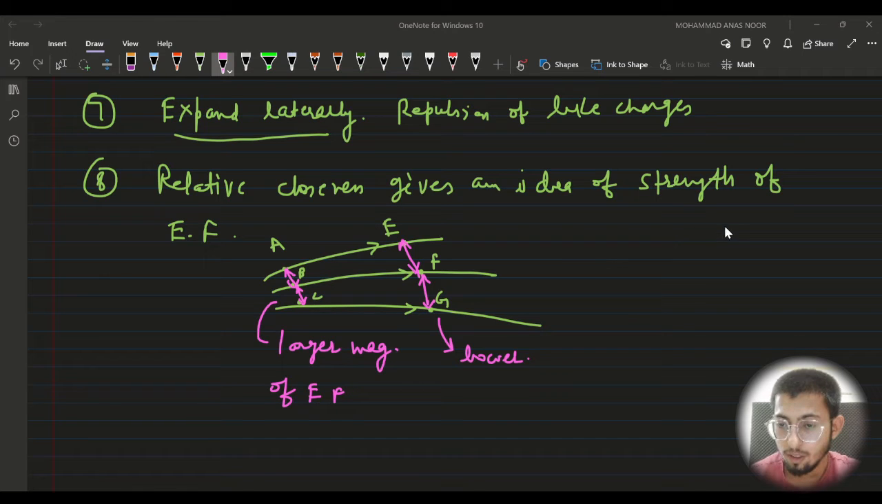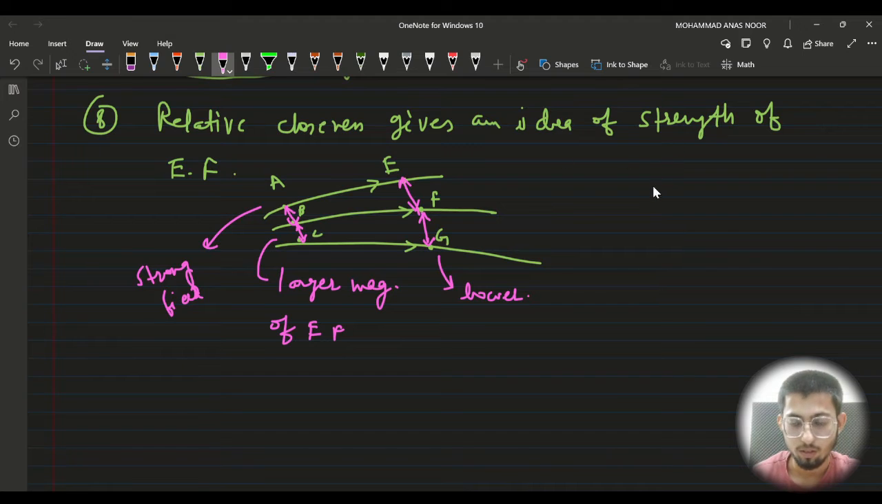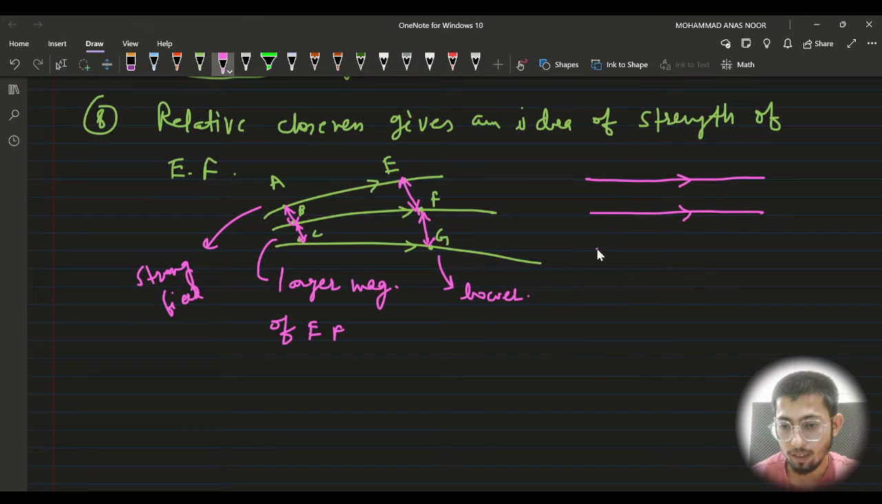And furthermore, the lines of force are close together in a strong field. It's the same thing. It implies a strong field here because the lines are close to each other, and far apart in a weak field. Here the field is weak. And they are parallel and equally spaced in a uniform field. So if there is a uniform field, the electric field lines would be parallel and equally spaced, like this.